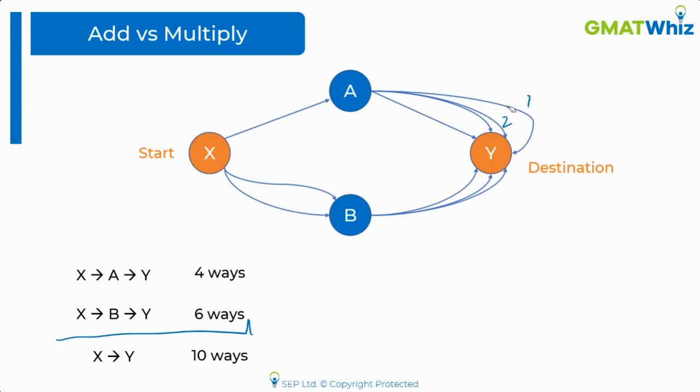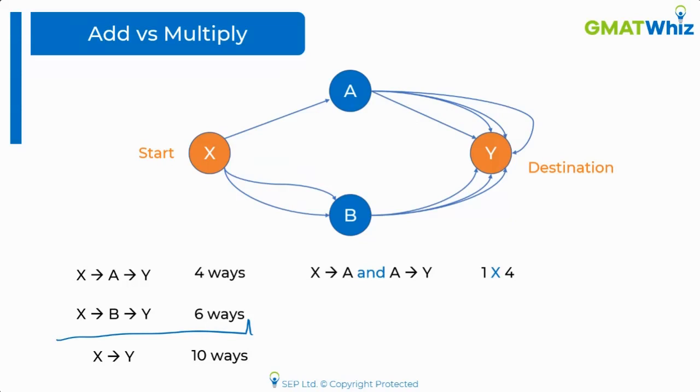Okay, now let's use this example to identify when you can multiply and when you should actually add things. Let's break it down. When I'm going from X to Y via A, I'm going from X to A first, that's my first step, and then I'm going from A to Y. So I'm going from X to A and I'm going from A to Y. Focus on the "and" here. Since there is an "and" in between, I'm actually multiplying the total number of ways.